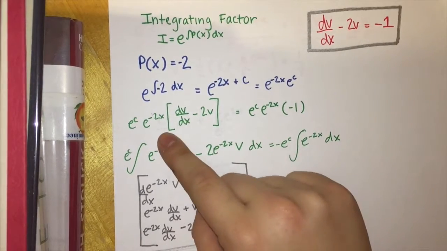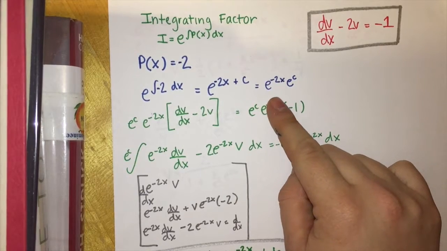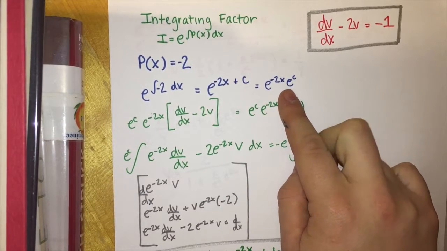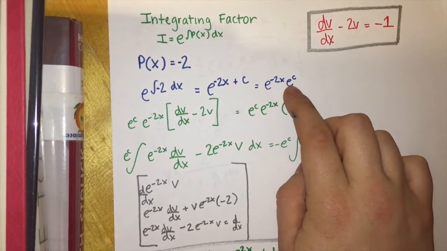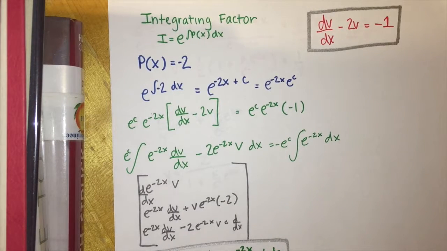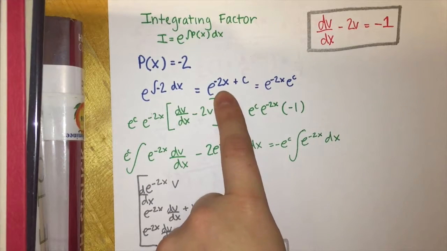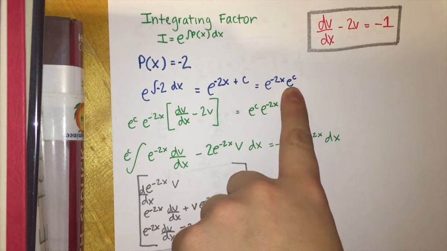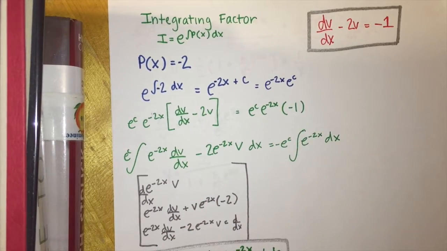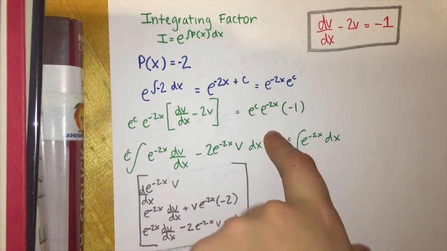And so we know our integrating factor would end up being e to the negative 2x times e to the c. And I'm using e to the c here. You might see some different notation based on who's writing, but because we're starting off with e to the negative 2x plus c, I think it's easier just to write that for now. And then we're going to take our integrating factor and multiply it by both sides of the equation.